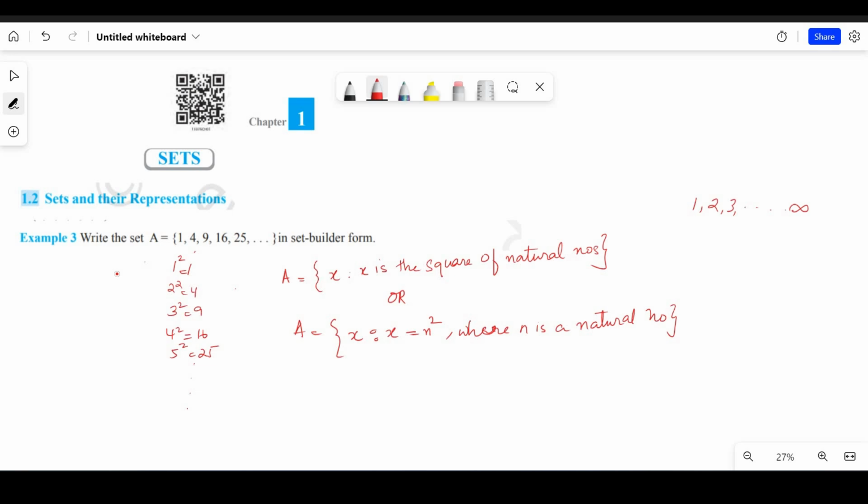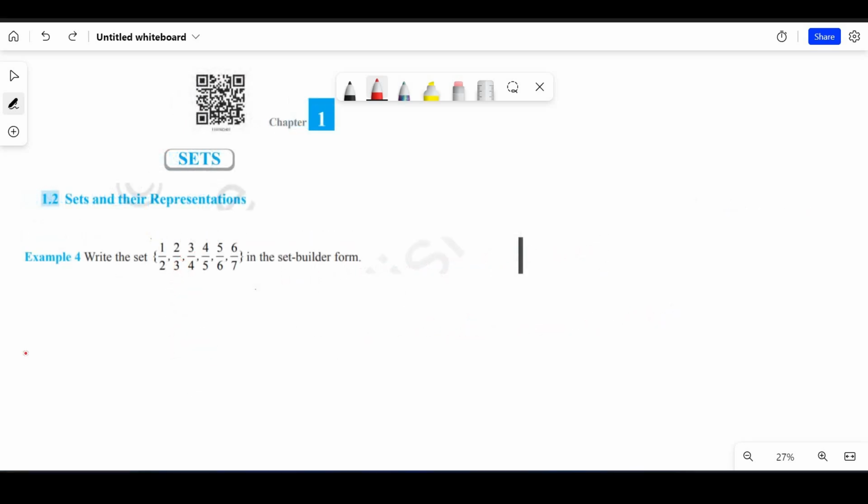So we can write the set of all x such that x is the square of a natural number, or we can write x is equal to n square, where n is a natural number. Now let's move on to the next example, example number 4. Write the set in the set builder form.